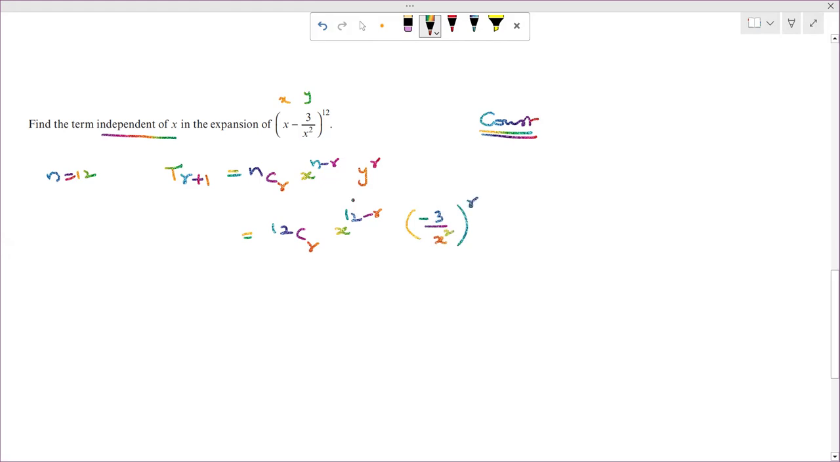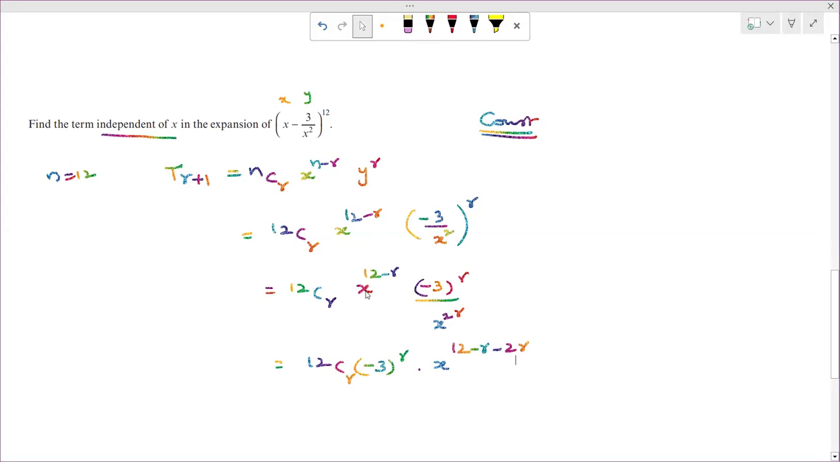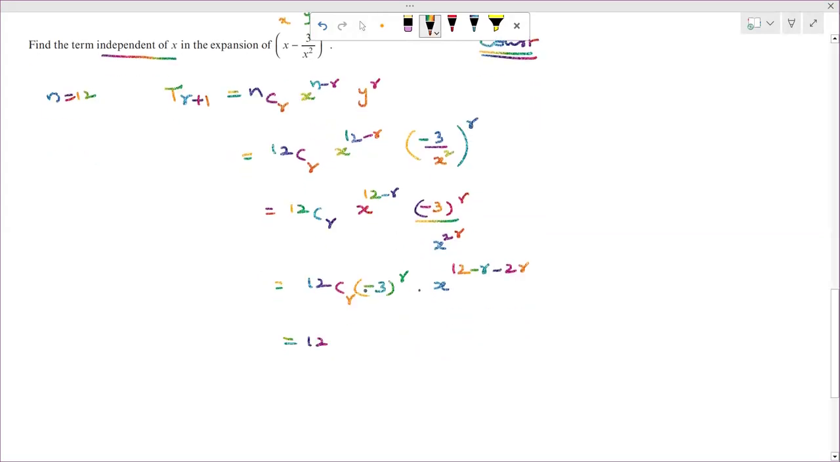Now see here, 12Cr, x to the power of 12 minus r, minus 3 to the power of r by x square whole to the power of r, which means x to the power of 2r. Now simplify this: minus 3 whole to the power of r, write the constant this side, and a power m by a power n is a power m minus n. So 12 minus r minus 2r. So it will be 12Cr, minus 3 whole to the power of r, x to the power of 12 minus 3r.